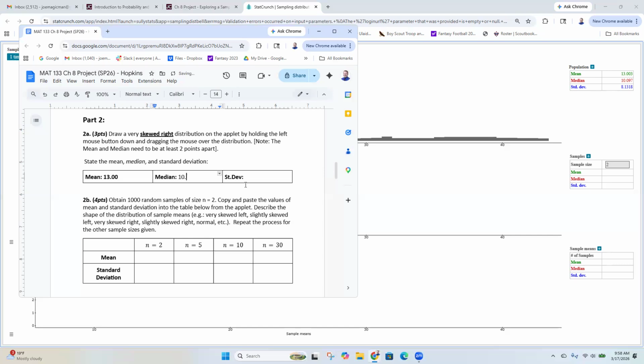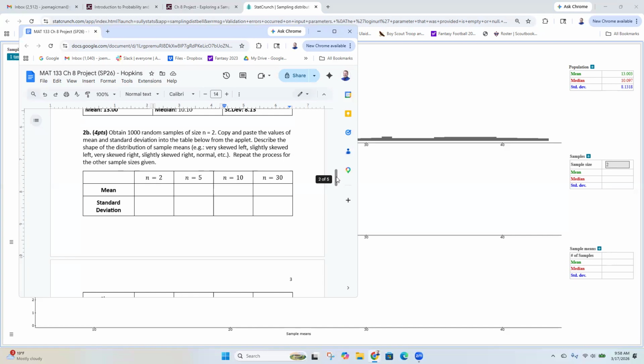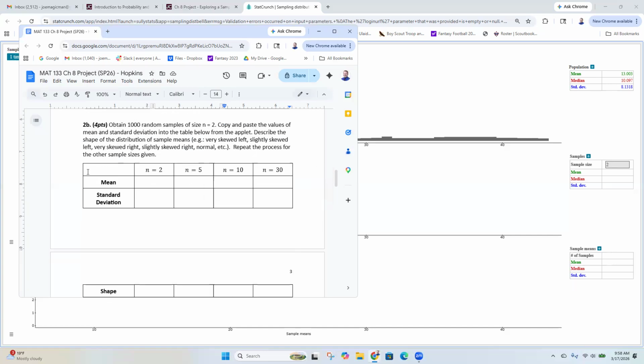My median is 10.10, because I have to round that up. My standard deviation is 8.13. My standard deviation is huge, right? When you have skewed data, it's very spread out, so you get a much bigger standard deviation. Your numbers will be different, and that's totally fine. Now, obtain 1,000 random samples of size 2 and paste the values, the mean, standard deviation, and the shape here.